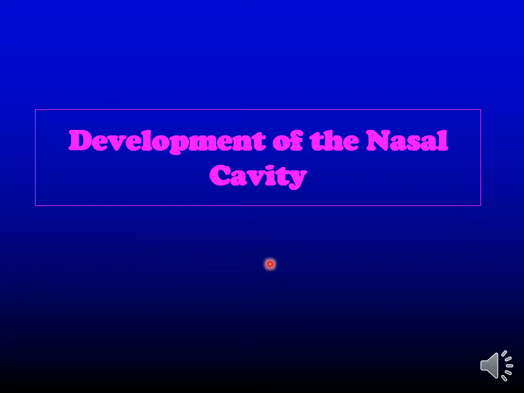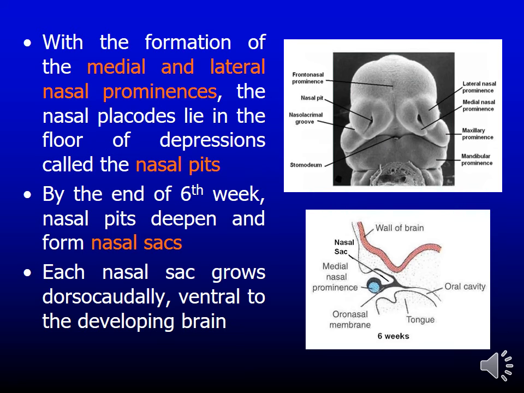Now we are going to talk about the development of the nasal cavity. With the formation of the medial and lateral nasal prominences, the nasal placodes seem to lie in the floor of depressions called the nasal pits. Here are the medial nasal prominences, and these are the lateral nasal prominences. At the middle of these two processes is the nasal pit. Originally, it was named the nasal placode.